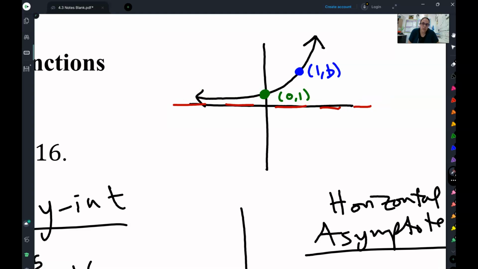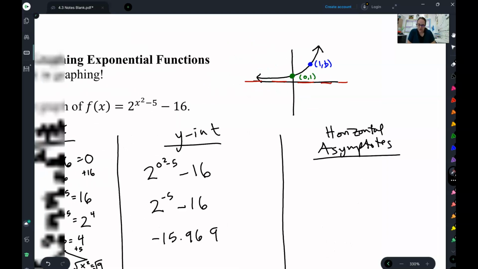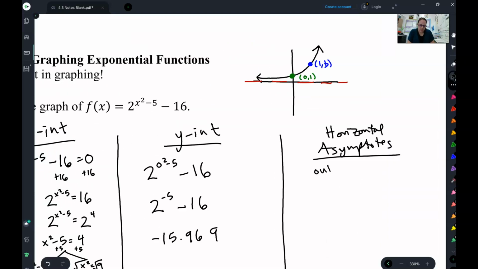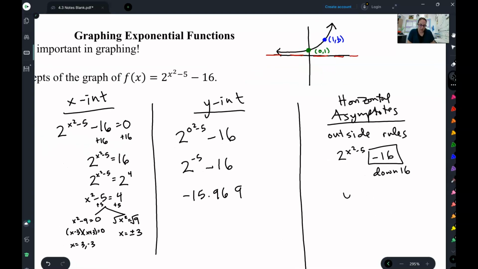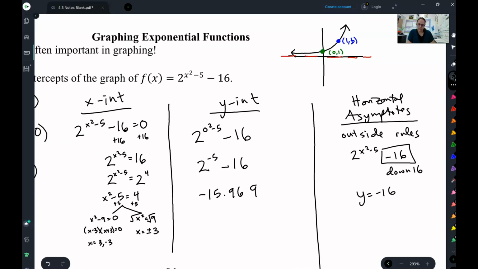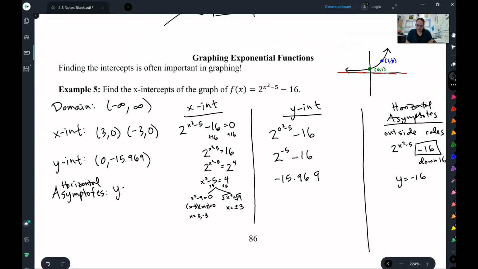However, outside rules change things up and down. That will change our horizontal asymptote. So for our horizontal asymptote, we're going to look at our outside rules. I notice in this problem I only have one outside rule, which is minus 16. And that moves the graph down 16. So if I take this horizontal asymptote and move it down 16, I would end up getting y equals negative 16. And that's my horizontal asymptote.